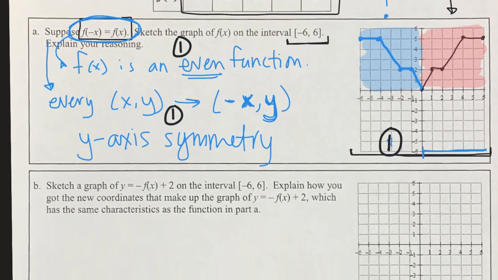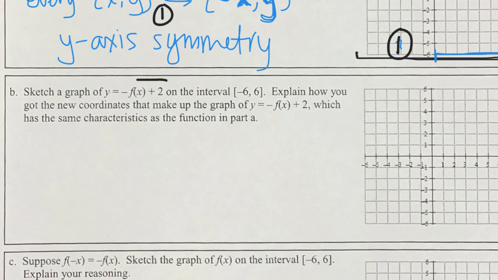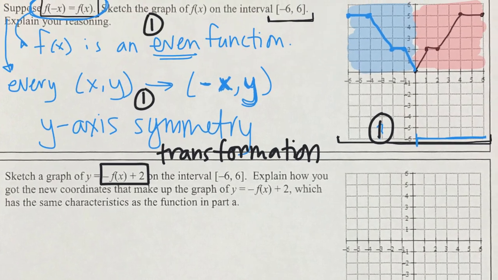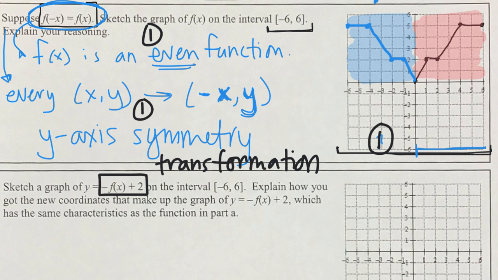So now let's look at part B. Part B says sketch a graph of this. Now this is a transformation because we're doing something to the graph of f. This up here that we just got done, that was our graph that we're calling f. And what 2 things are we going to do to our graph of f?